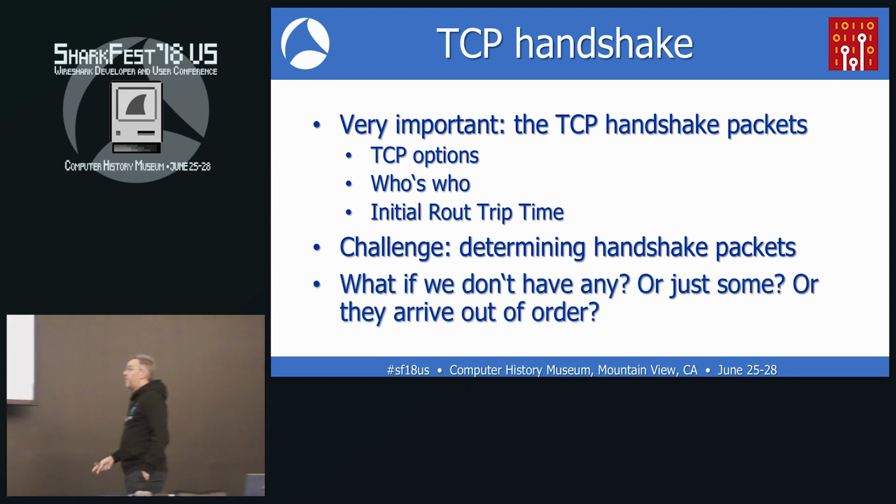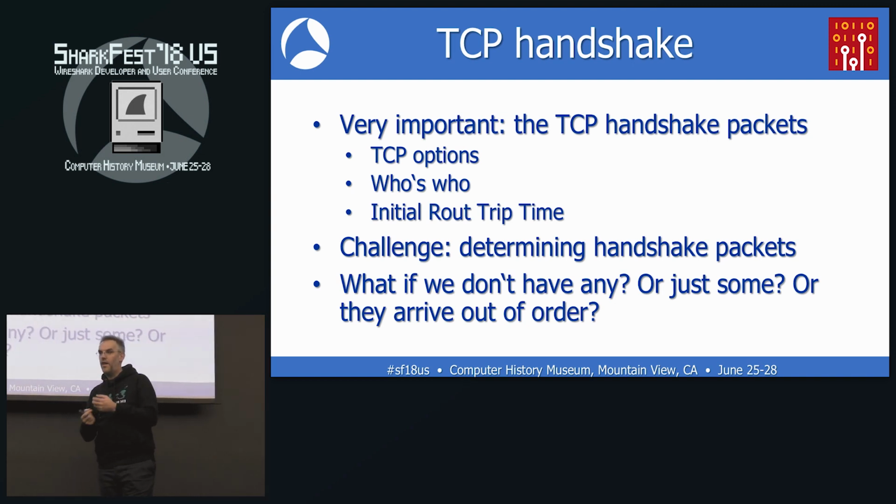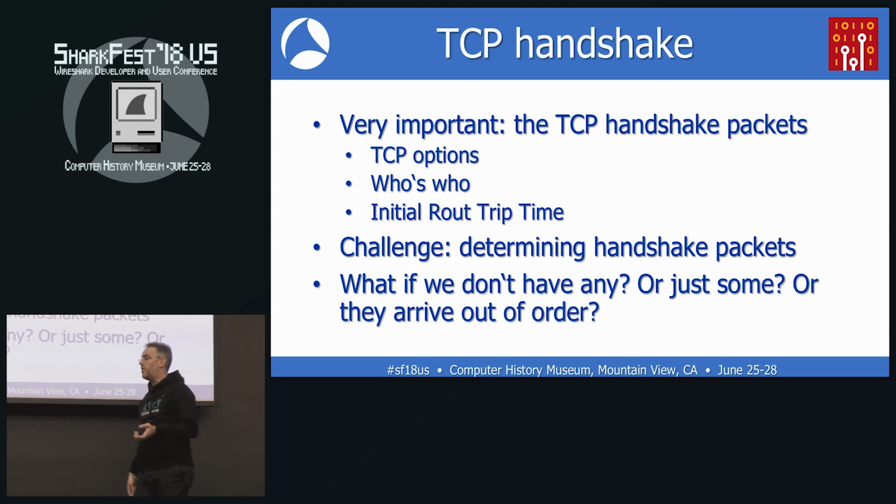So the problem here is, what if I don't have any, or just some, or if they arrive out of order? Which is also a funny problem, if you have a handshake where the packets are out of order. I have one example in my traces that I'm going to show you where that is the case, and it looks really strange.